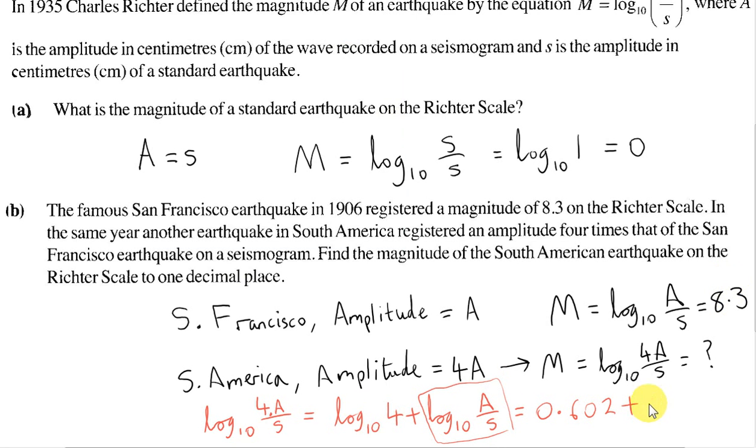plus this thing here, which is 8.3. Okay, we can write this down to 1 decimal place. To 1 decimal place we get 8.9. So the magnitude of the South American earthquake was 8.9 on the Richter scale.